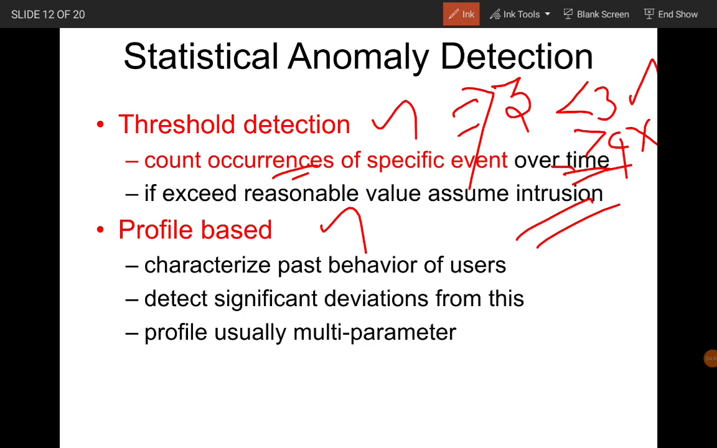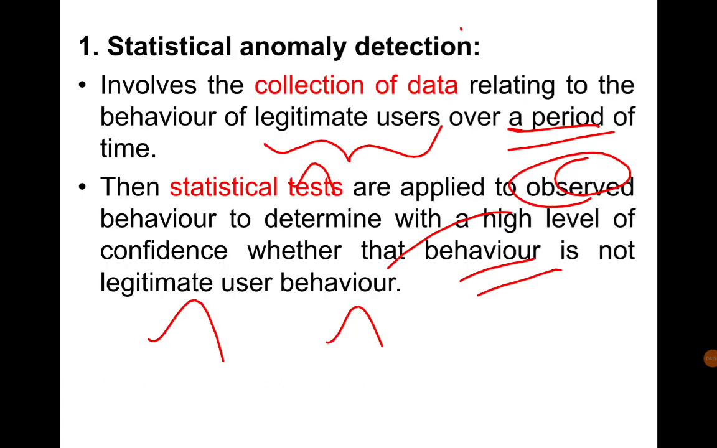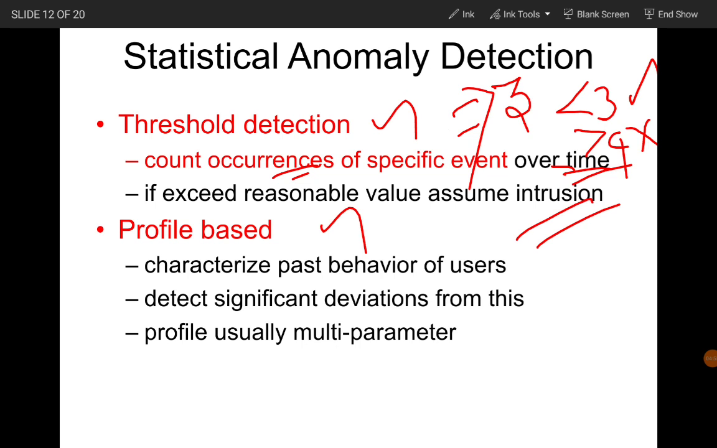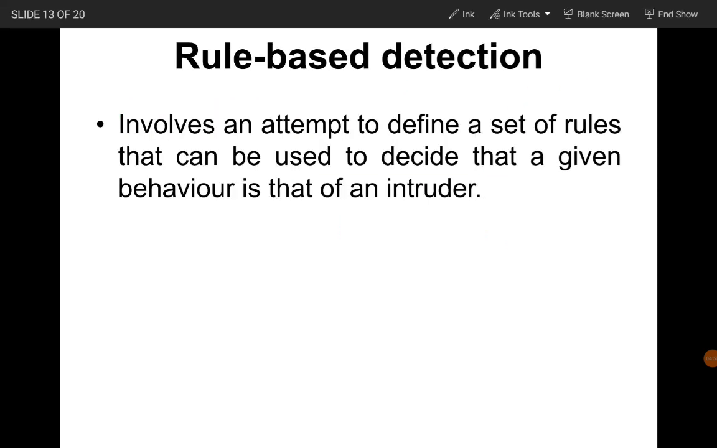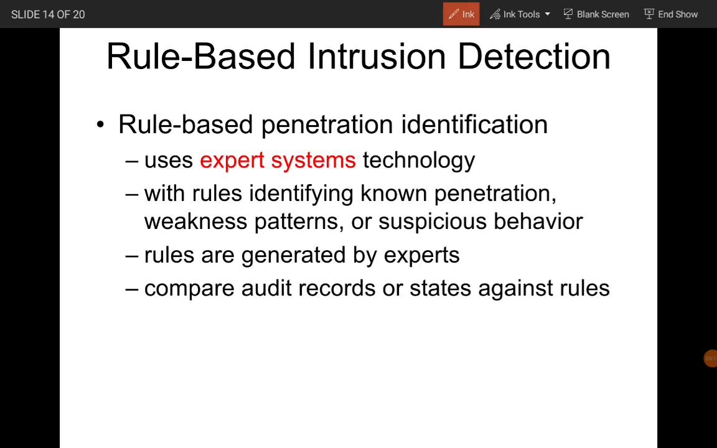Then profile-based, as I told already, we can characterize the past behavior of the users. By using the profiles, we can find out the deviations. The next one is rule-based detection. Here we formulate a set of rules. Then by using the rules, you can decide whether the behavior is an intruder behavior or not. If the rule is satisfied, then okay. If the rule is violated, then it implies intrusion.